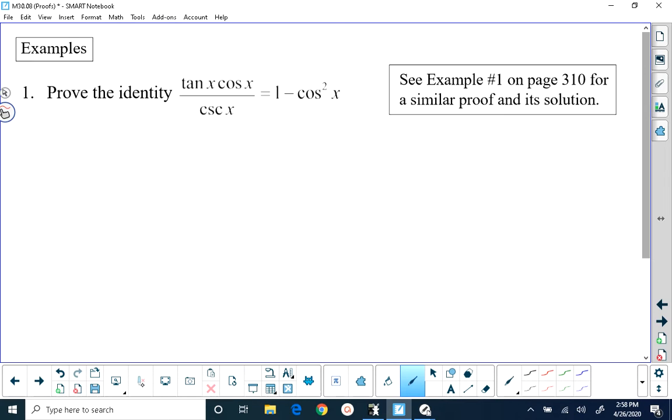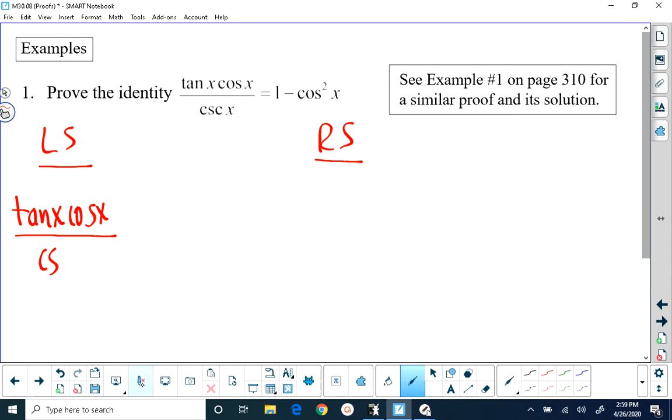Okay, so prove the identity tan of x cos of x over cosecant of x is equal to 1 minus cos squared. There's a very, very specific process that we need to follow here. And the first step is to rewrite the identity without the equal sign. And what you're going to do is you're going to write what the left-hand side, LS stands for left-hand side, is equal to. It's tan x cos x over cosecant of x.